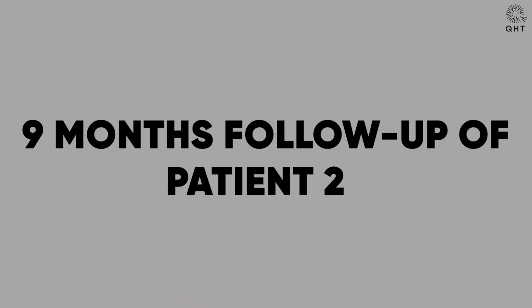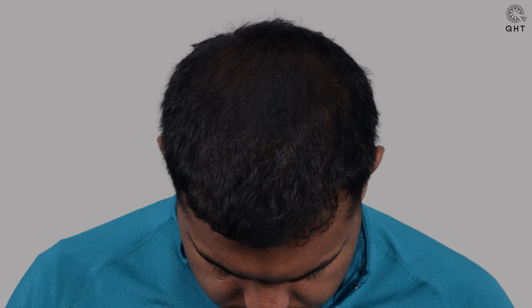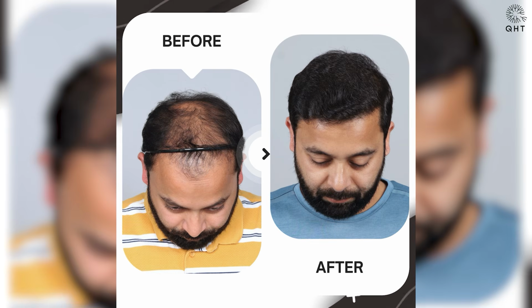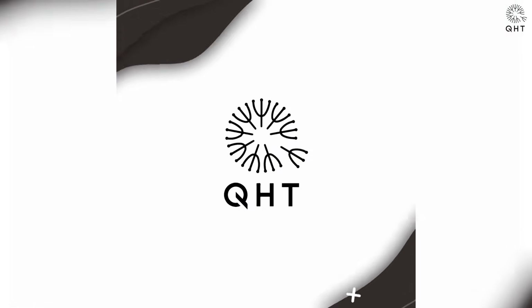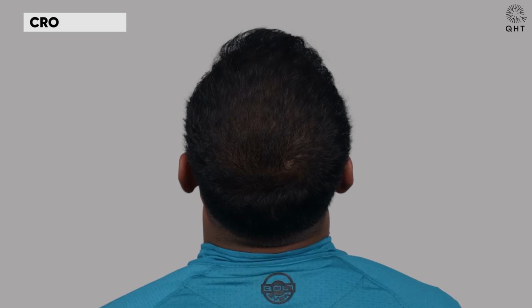Nine months follow-up of patient 2. Moving on to patient 2, at the 9-month stage, his transformation looks remarkable. The M-shaped hairline that once defined his baldness has now taken a natural shape, giving his face a balanced frame. His recipient area shows impressive density, adding volume to his overall look. Since this is only the 9th month, the journey is still in progress, and according to science, the complete maturity of hair transplant results takes around 12 months. This means he is on track to achieve even fuller coverage and thicker growth in the months ahead.